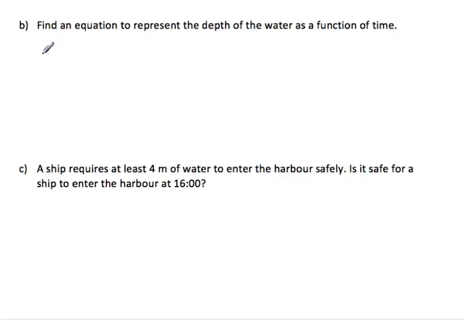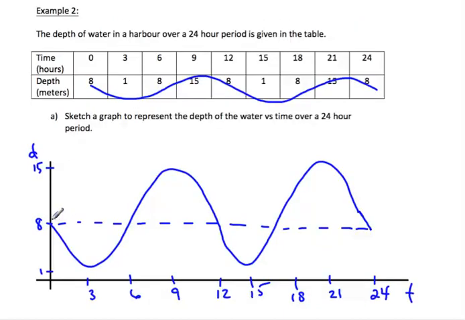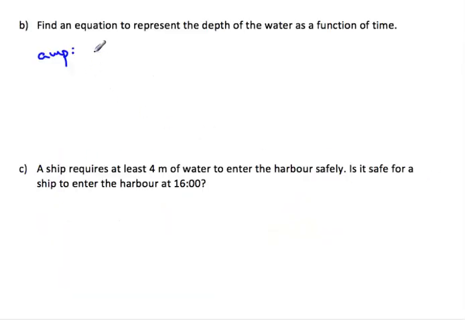Now let's think about what the amplitude is. Well, the amplitude, if we go back, goes from the midline or the axis to either the peak or the trough. That's going to be 7. So the amplitude is 7, or 7 meters. The axis, we said, was the line depth is equal to 8, or you could think of that as y is equal to 8 if you prefer. And the period is 12 hours.